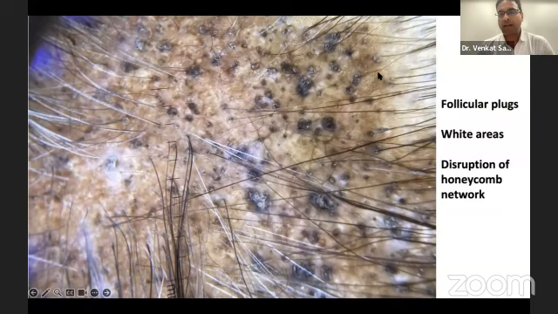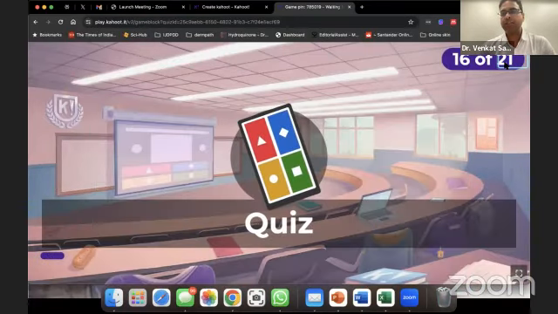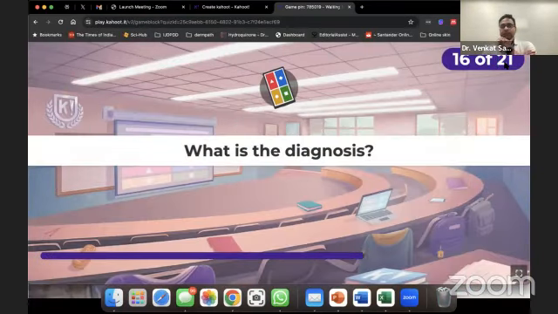Honeycomb network is this honeycomb-like network where you see a pigment network around white dots, which are either hair follicles or sometimes sebaceous glands, sweat ducts, or they can be seen around the yellow dots as well sometimes. So they're normal in pigmented scalp. So if you're seeing that normally in pigmented scalp, that's quite normal. But when the network is broken, it means something else. And follicular plugs and white areas as well are seen here, obviously. So what is the diagnosis? Let's go on to question 16 of 21. We've got 4 more after this.